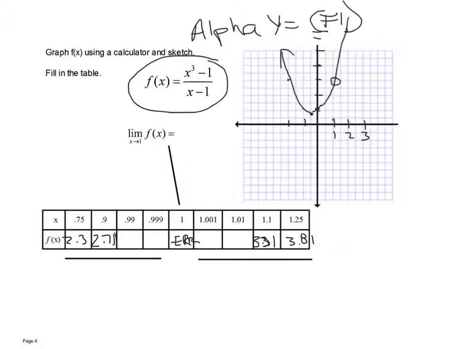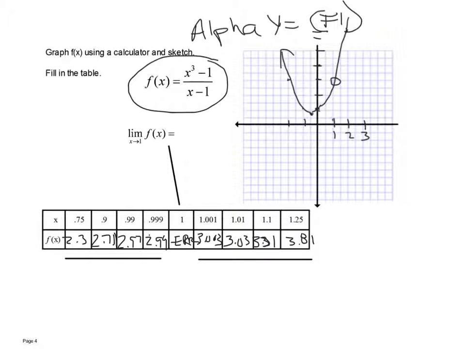All right, now what if I only go out 100th? So 0.01 away in either direction. At 1.01, I'm at 3.03, and in the other direction, I'm at 2.97. And then at 1,000th away, I'm at 3.003, and in the other direction, I'm at 2.99.